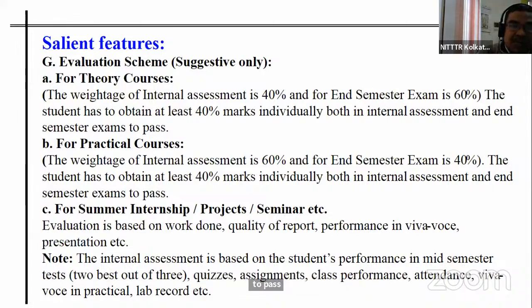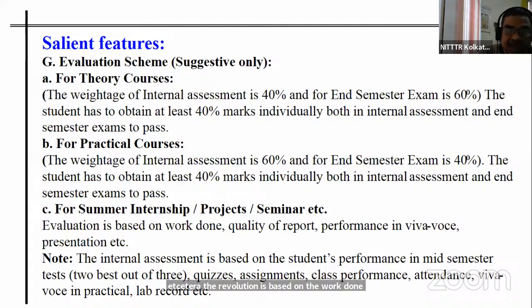Similarly, for practical courses, the weightage of internal assessment is 60 and for end semester examination is 40. The student has to obtain at least 40% marks individually, both in internal assessment and also the semester examination, to pass. For summer internship, project or seminar, etc., the evaluation is based on the work done, quality of the report, performance, and also appearing in the viva voce and presentation methodology.